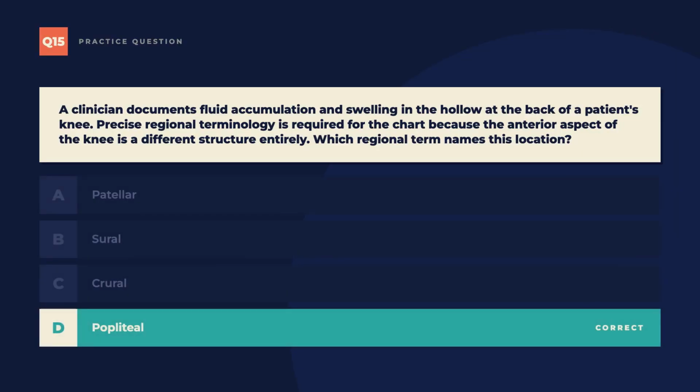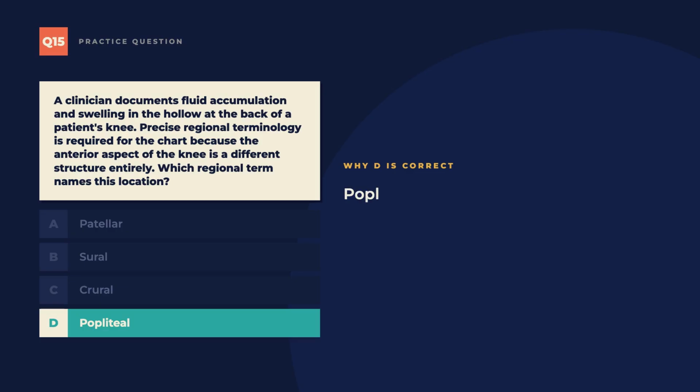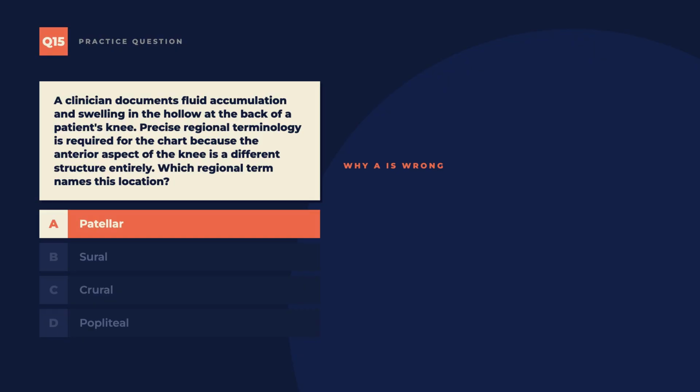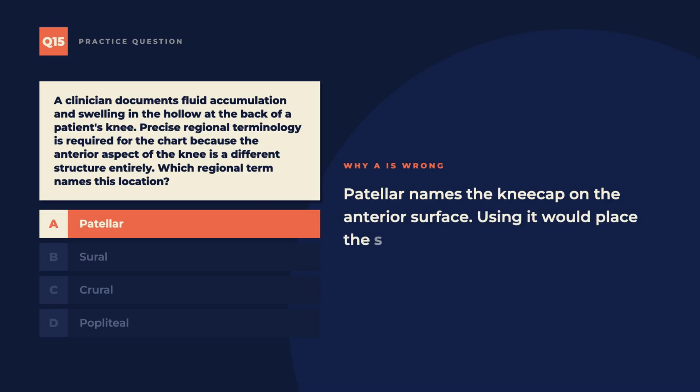The correct answer is D. popliteal. D is correct because popliteal is the posterior regional term for the back of the knee. It appears on the posterior list alongside terms such as gluteal, sural, and calcaneal. A is wrong because patellar names the kneecap on the anterior surface. Using it would place the swelling on the wrong side of the joint.